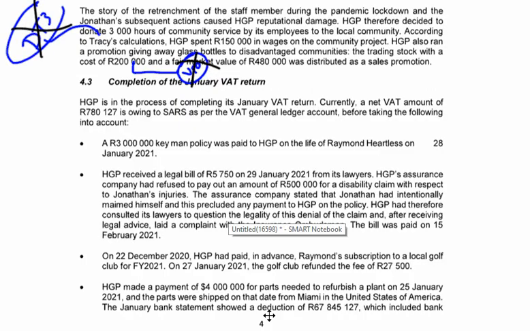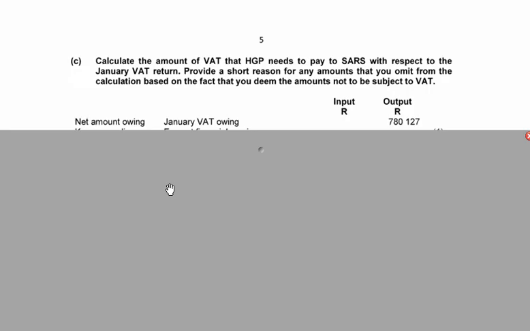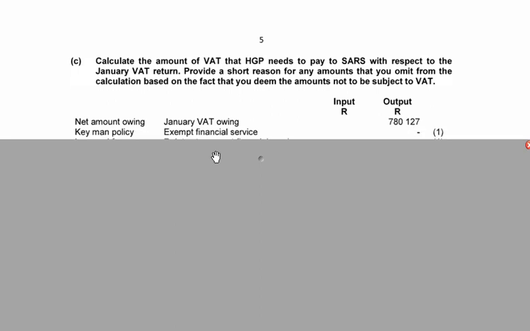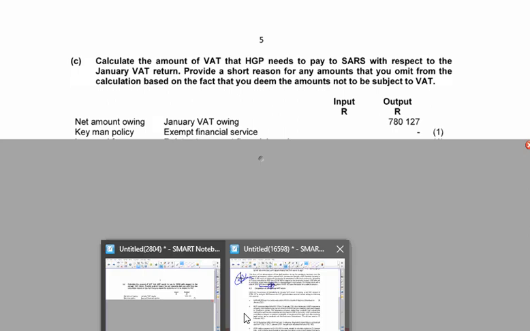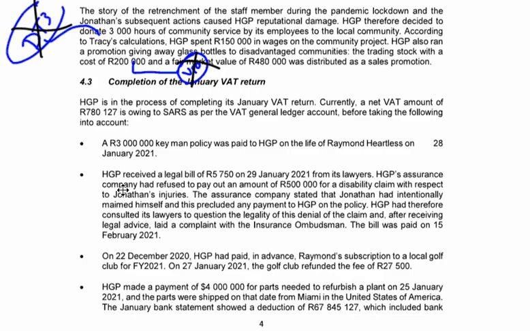Now I would have done this first in the question if it was me, if I was answering the solution. So it's a 3 million key man policy. Key man policies on the life of Raymond Hartlist. Okay, what's going to happen with that? Life assurance does not have a VAT implication. It's exempt. So it's an exempt financial service. 1 mark. Next one. HGP received a legal bill for 5750 and it's from one of its lawyers.